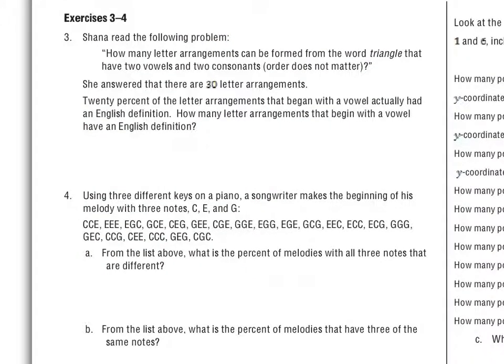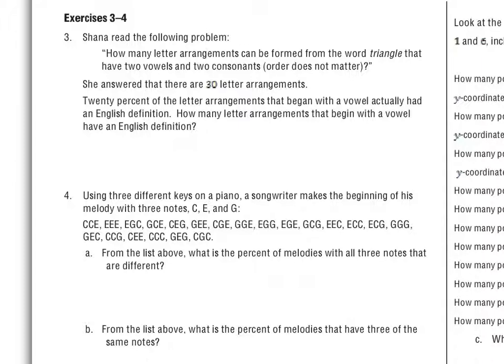All right, Shane read the following problem. It says, how many letter arrangements can be formed from the word triangle that have 2 vowels and 2 consonants? Order does not matter. She answered that there are 30 arrangements. 20% of the letter arrangements that began with a vowel actually had an English definition. How many of the arrangements that began with a vowel have an English definition?